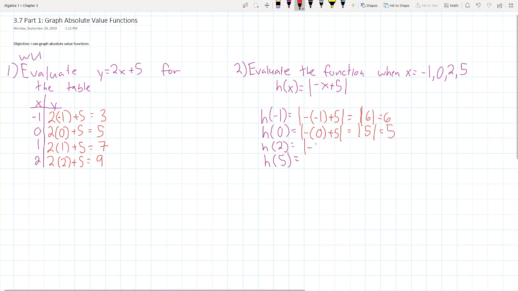For the next one, we do -2 plus 5. That's going to give us the absolute value of 3. Oops. And so that gives us 3. Absolute value of -5 plus 5 gives us the absolute value of 0. The absolute value of 0 is 0. Okay. Hopefully you were able to get those.